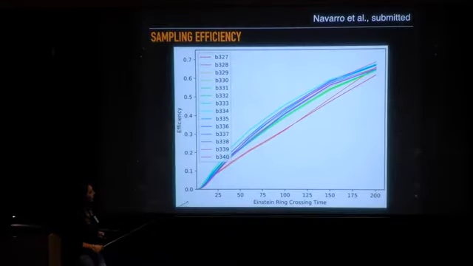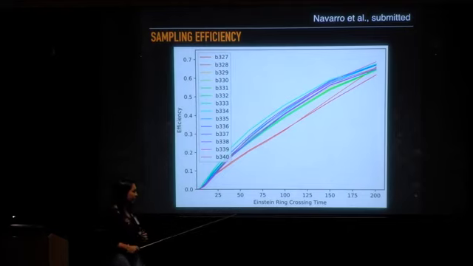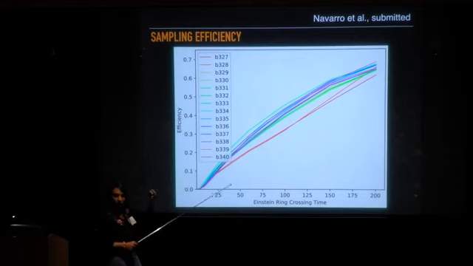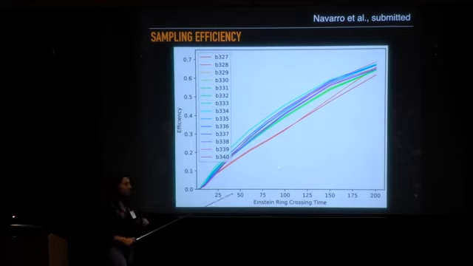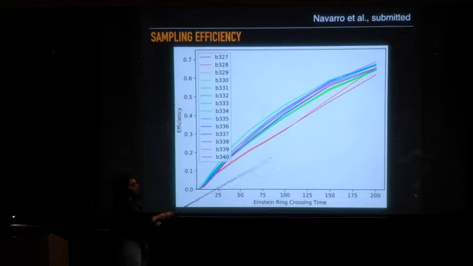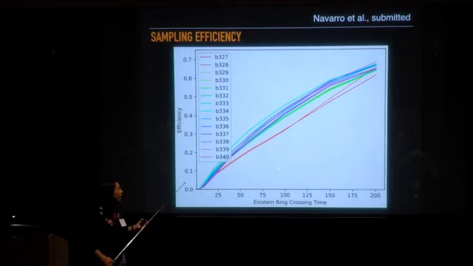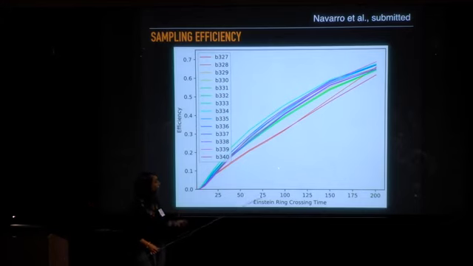Then I obtained this plot, which is the sampling efficiency. It depends on the Einstein ring crossing time, and the colors are the different areas of the VVV area studied. What is important here is that the VVV is really, really bad at detecting short timescale events. So for planets, it's not useful. But for long timescale events, maybe it's a powerful tool, because we expect to find a lot of long timescale events in the galactic center.